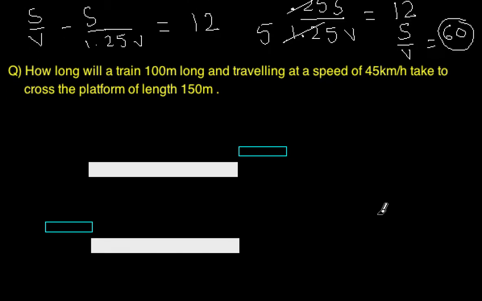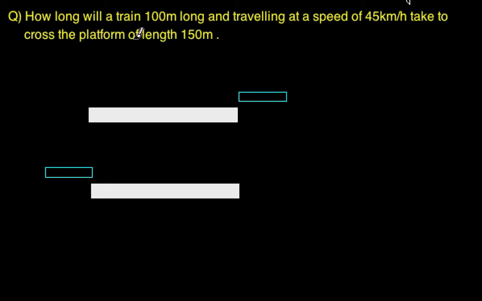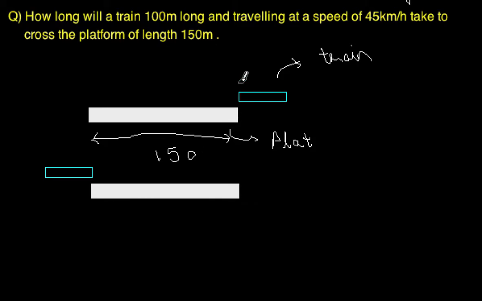Now here we have another question. How long will a train 100 meter long and traveling at a speed of 45 kilometers per hour take to cross a platform of length 150 meter? So let this be the platform, and let this be the train. Now it has been given that the length of the platform is 150 and the length of the train is 100. Now we have to find out the time taken by the train to cross the platform.